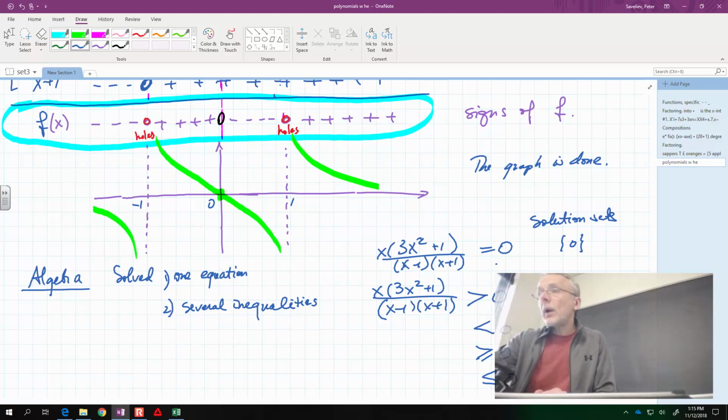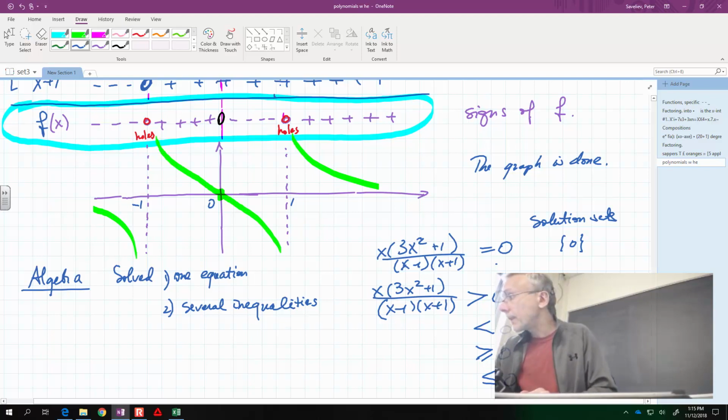Okay, now positive values. Where is it positive? It is where we have pluses. We have pluses, so it will be (-1, 0) union (1, infinity). Okay, that's where the pluses are.